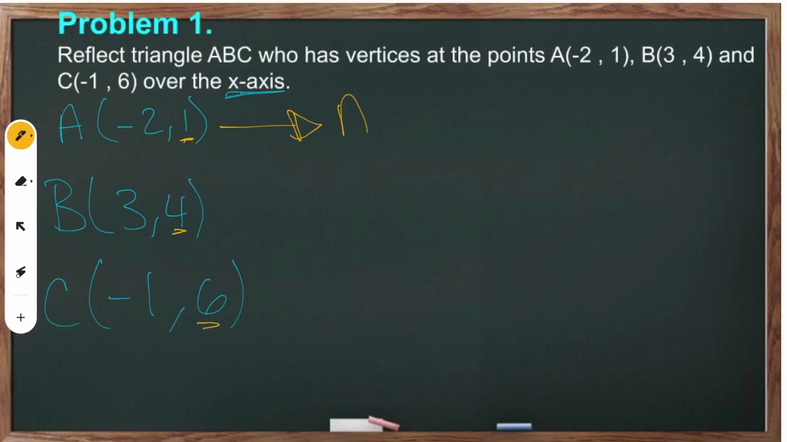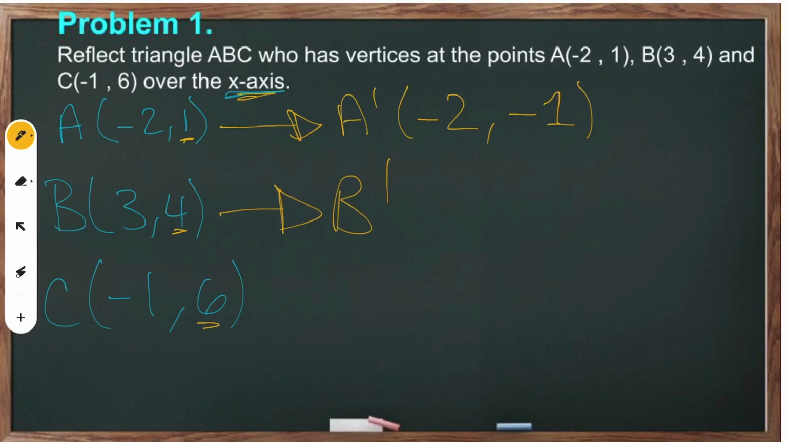So A prime, remember when we're changing our vertices to images, we always have to put the prime next to it so we know it's the difference between A and A prime. It's not the same triangle anymore. So A prime becomes -2 because I'm reflecting over the x-axis. My x value stays the same, and this +1 will become a -1.